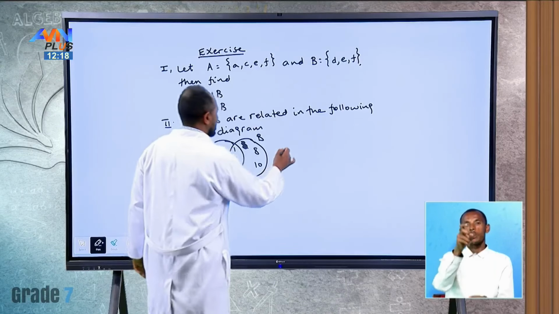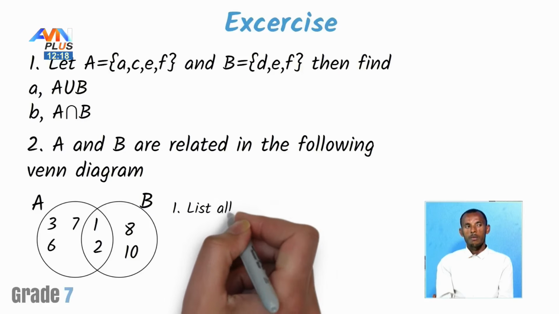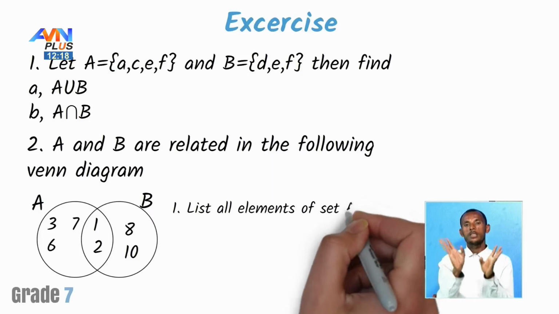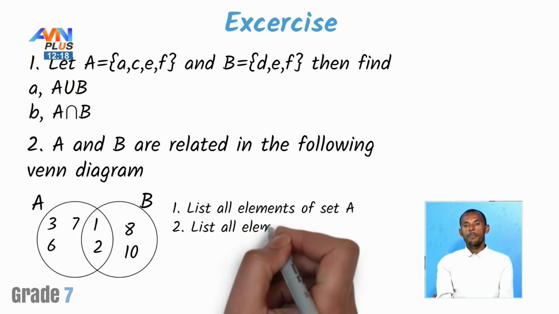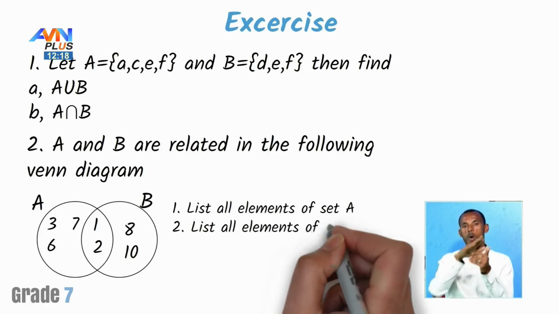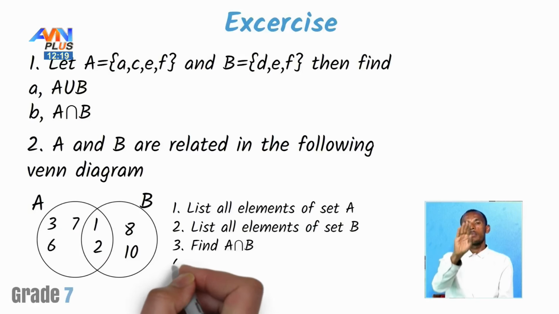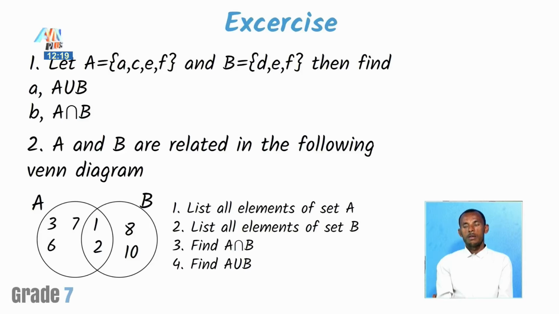So the question is, the first question: list all elements of set A. Second question: list all elements of set B. And third one, find A intersection B. Fourth one, find A union B. This is all about today's lesson.